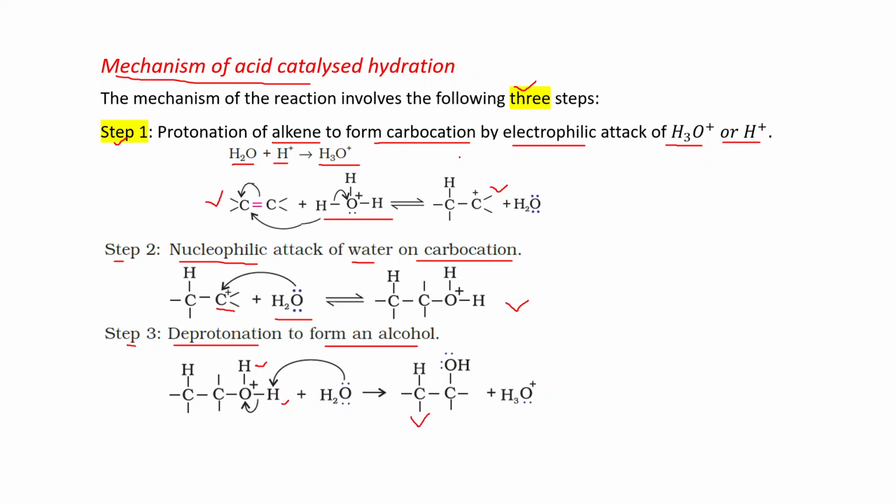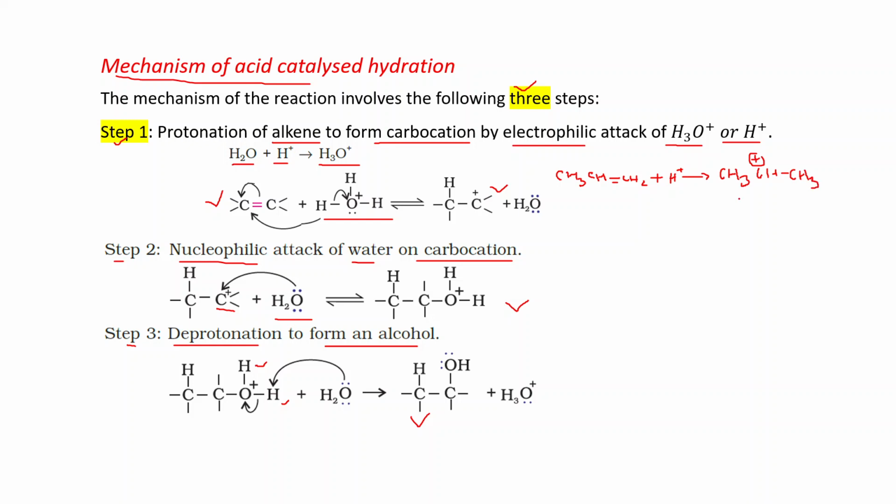Now let us see one particular example. If you write CH3CH double bond CH2, okay, this is propene. When this is added with either H3O plus or H plus, you can also write this is H plus, then we will get the carbocation CH3CH, okay, this is positive charge, and this will convert into CH3.